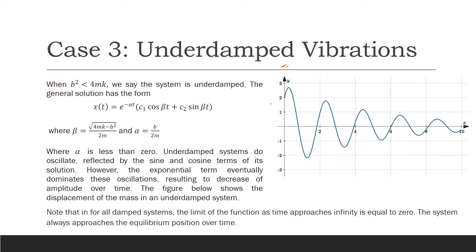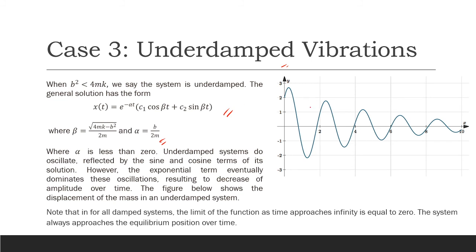So for the underdamped class, yung general solution mo has a form x of t is equal to e raised to negative alpha t times c1 cosine beta t plus c2 sine beta t. Wherein yung beta natin is equal to the square root of 4mk minus b squared over 2m, and alpha is equal to b over 2m. So ito na lang yung susundan natin. Hindi na natin kailangan i-derive pa. We just have to follow this formula or this general solution. You get the idea naman already of how we solve for differential equations.